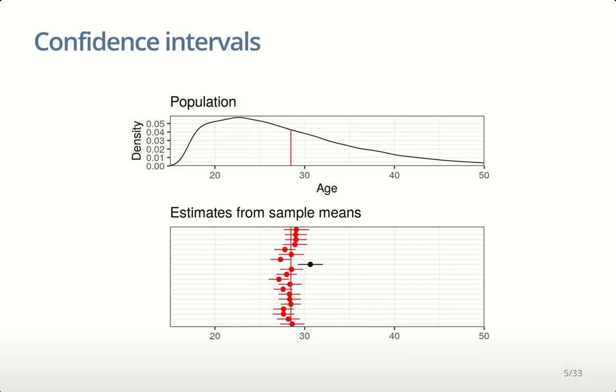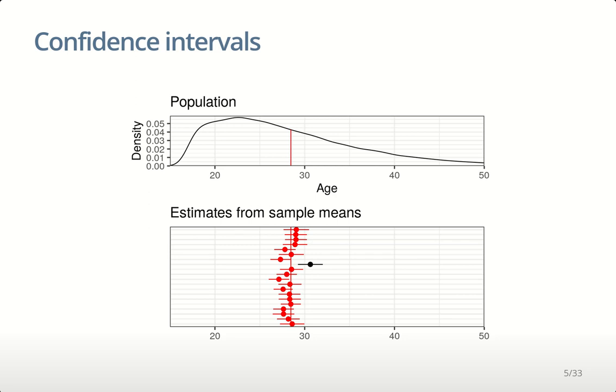Okay, and this visualizes the idea. We have some population here. This is the age of people at Massey University. This is the true population mean, and this is the distribution of the population. And then these are different samples. So we take a bunch of different samples and we compute confidence intervals. So that's what the line is. And you can see that these confidence intervals capture the truth, which is this vertical red line here, same as this line here.